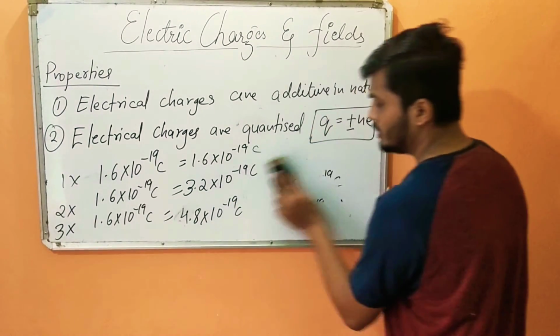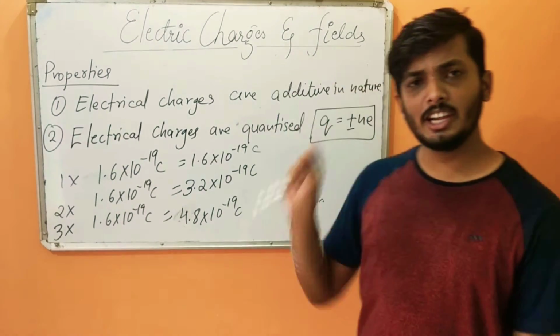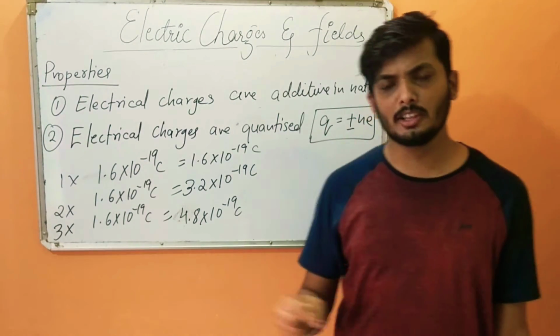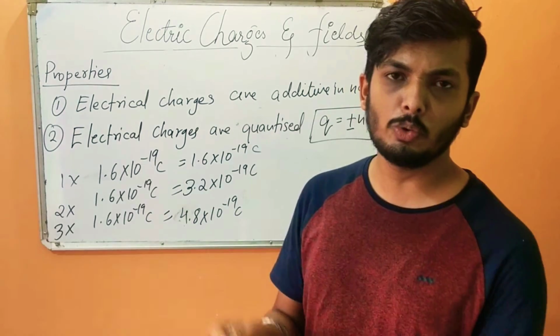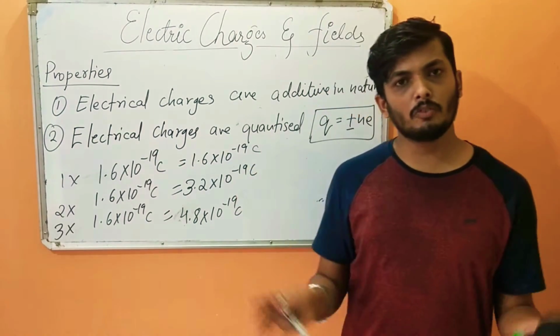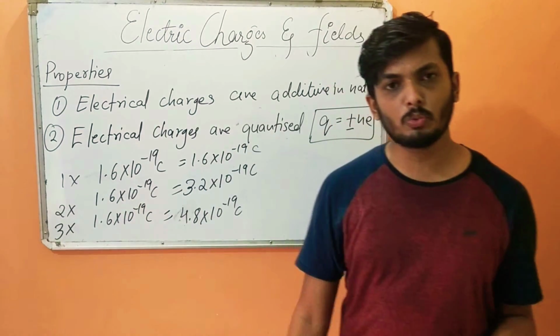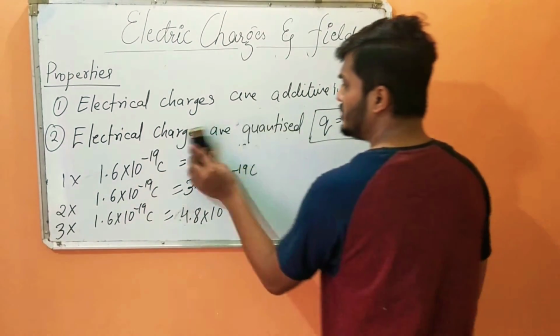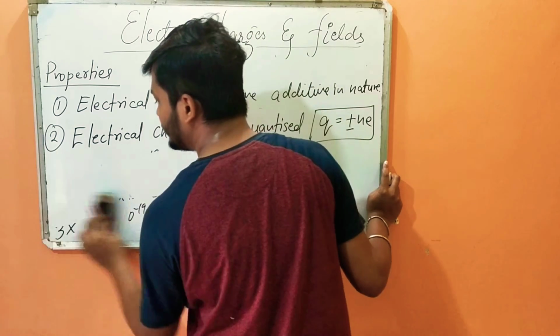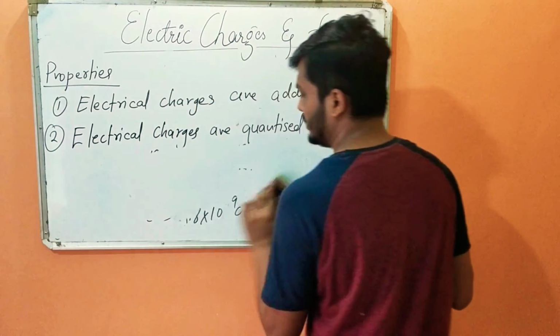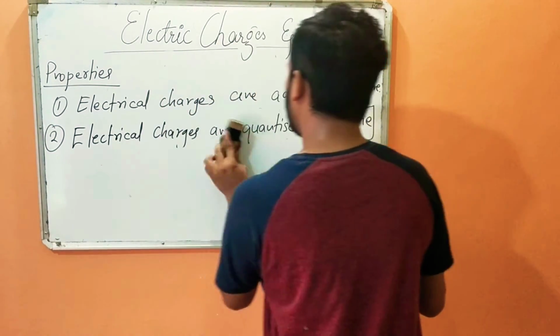Have you understood this? Charges are additive in nature. You can either add charge or remove charge. The vector sum of all the individual charges will be equal to the total charge of an isolated system. Electric charges are quantized means what? Charges are specific in nature. They have a discrete amount of energy.